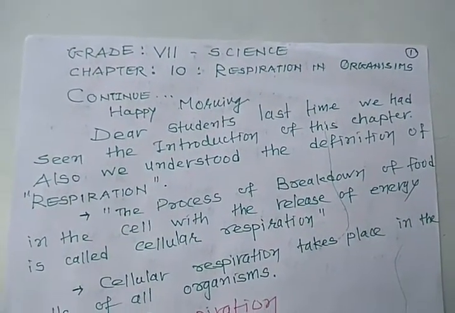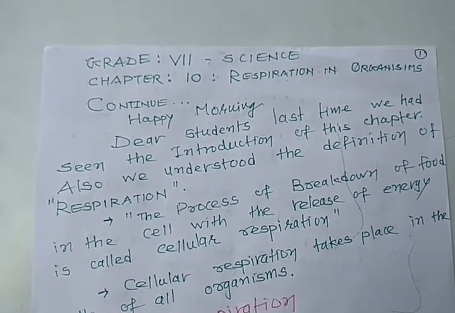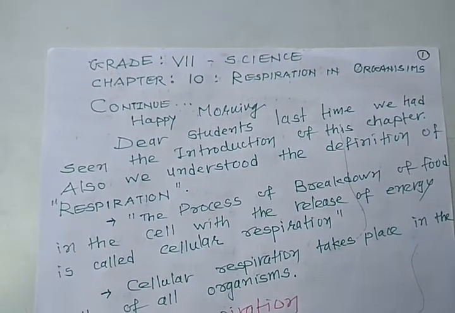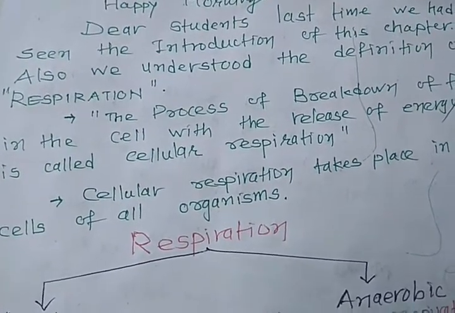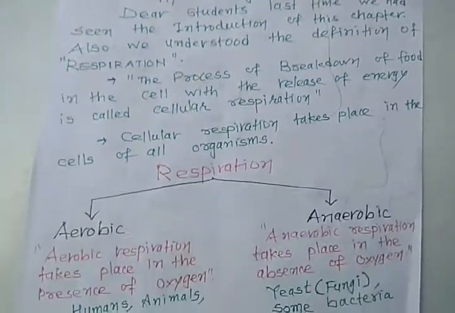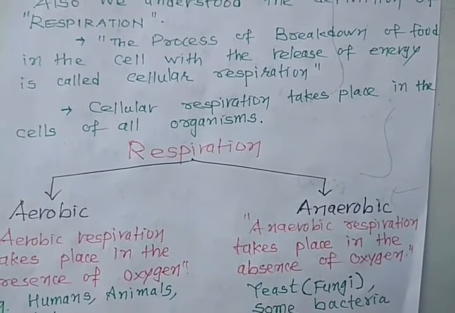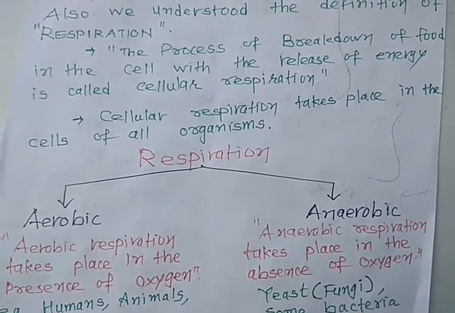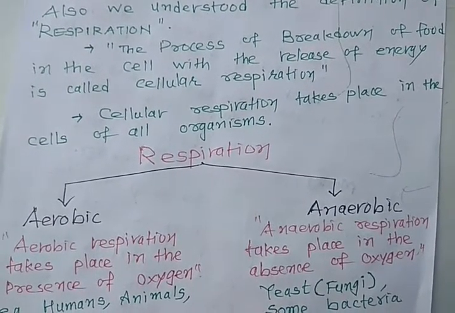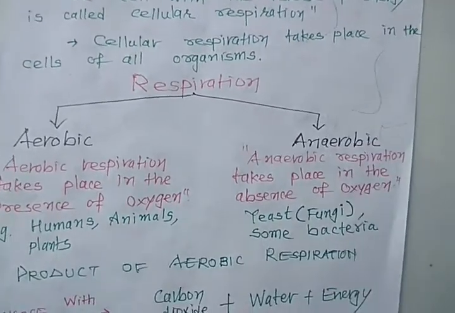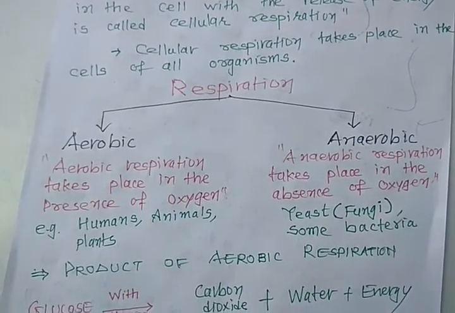Dear students, last time we had seen the introduction of this chapter. Also we understood the definition of respiration. So respiration means what? The process of breakdown of food in the cell with the release of energy is called respiration. Now, cellular respiration takes place in the cell of the organism.